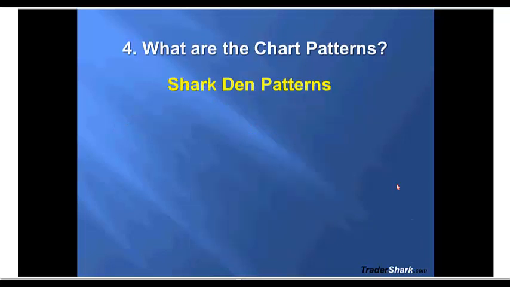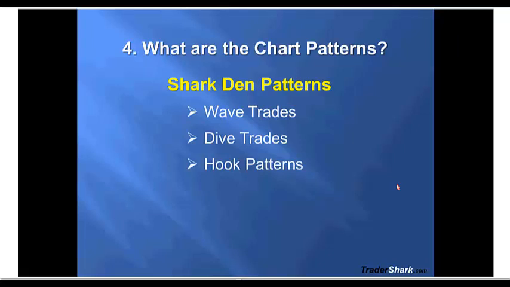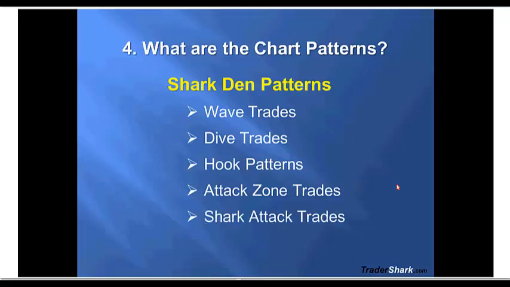So shark den patterns, again, these are unique to the shark den, but some of them will look familiar. It's just we have specific nuances to each one. Number one, we have what are called wave trades. We have what are called dive trades. A dive trade, I can't even describe it in terms of a regular trade. You have to see that. The wave trade is what I just showed you on the CCI. Dive trade is a type of reversal trade. Hook patterns, a type of flag pattern, but it's got a specific nuance to it. Attack zones, those are just basic pullbacks into moving averages. And shark attack trades, which are unique to the shark den.